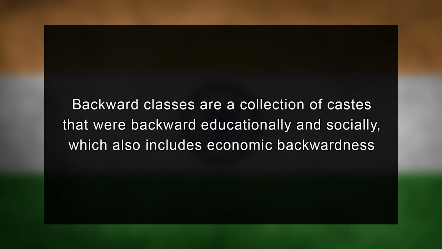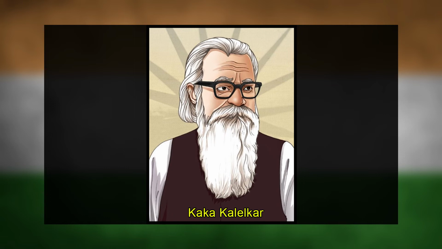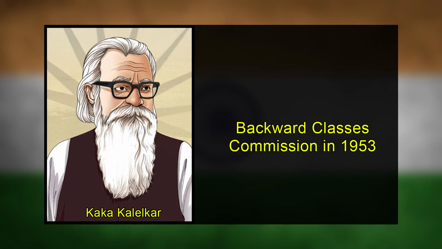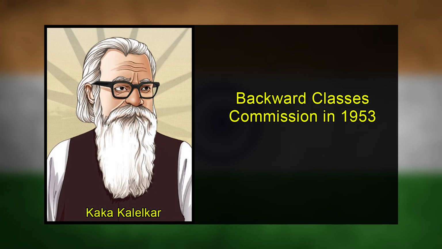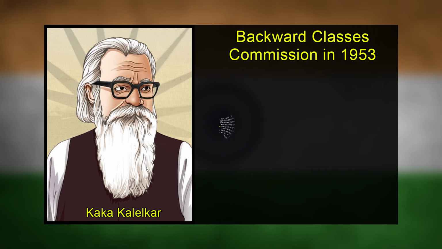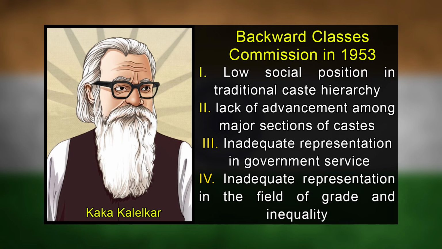Backward classes are a collection of castes that were backward educationally and socially, which also includes economic backwardness. The central government, under the chairmanship of Kaka Saheb Kalelkar, set up the first Backward Classes Commission in 1953. The commission formulated four criteria to determine whether a caste can be regarded as backward: low social position in the traditional caste hierarchy, lack of advancement among major sections of the caste, inadequate representation in government service, and inadequate representation in the fields of trade and industry.